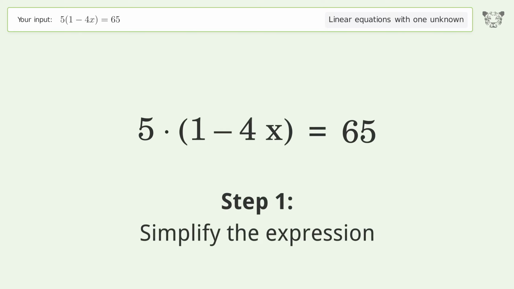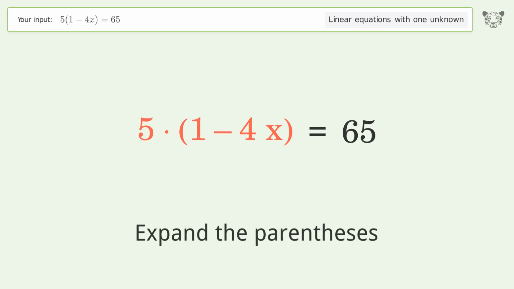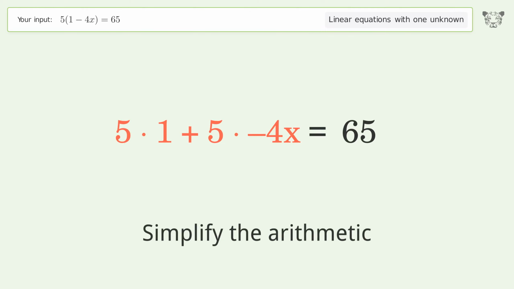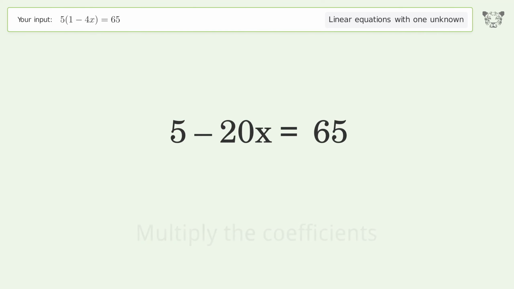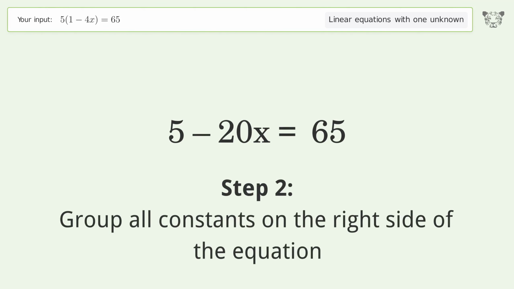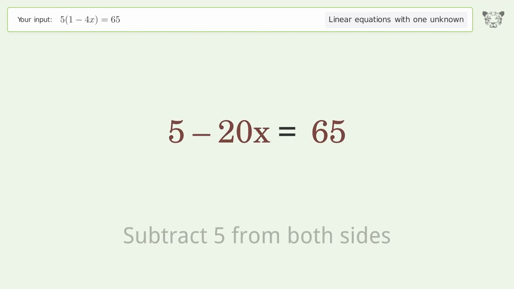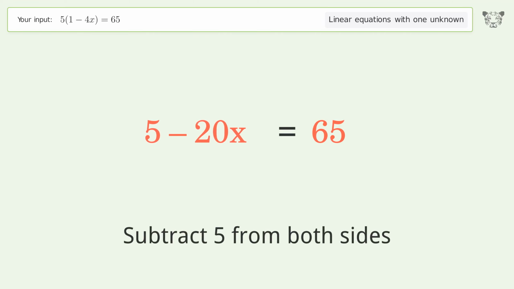Simplify the expression. Expand the parentheses. Simplify the arithmetic. Multiply the coefficients. Group all constants on the right side of the equation. Subtract 5 from both sides.